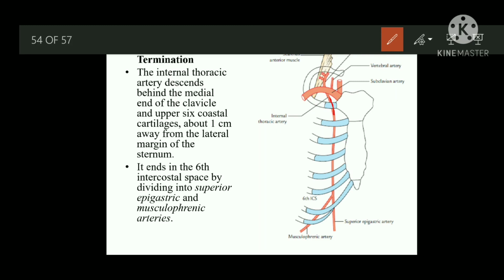downward 1 centimeter lateral to the lateral border of sternum up to 6th intercostal space. Then it divides into the musculophrenic and superior epigastric artery. This superior epigastric artery enters into the rectus sheath between the slips of the diaphragm that arise from the xiphoid process and the 7th costal cartilage. It passes between these two slips and enters into the rectus sheath.